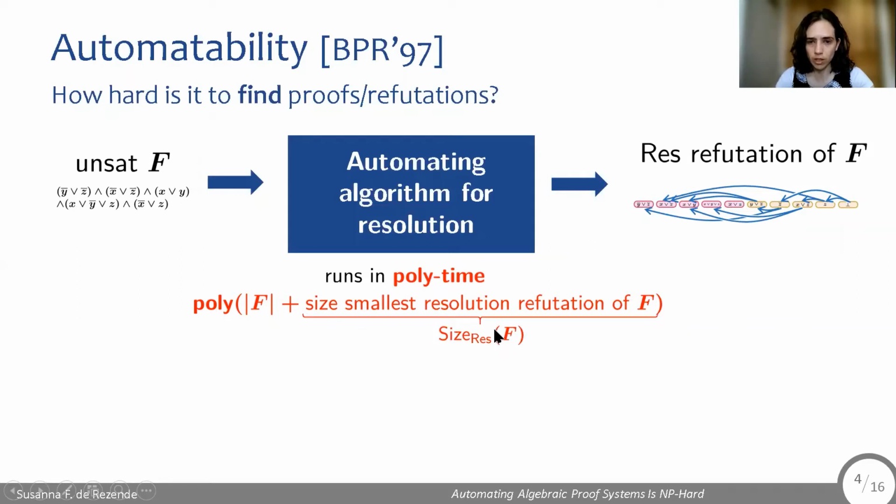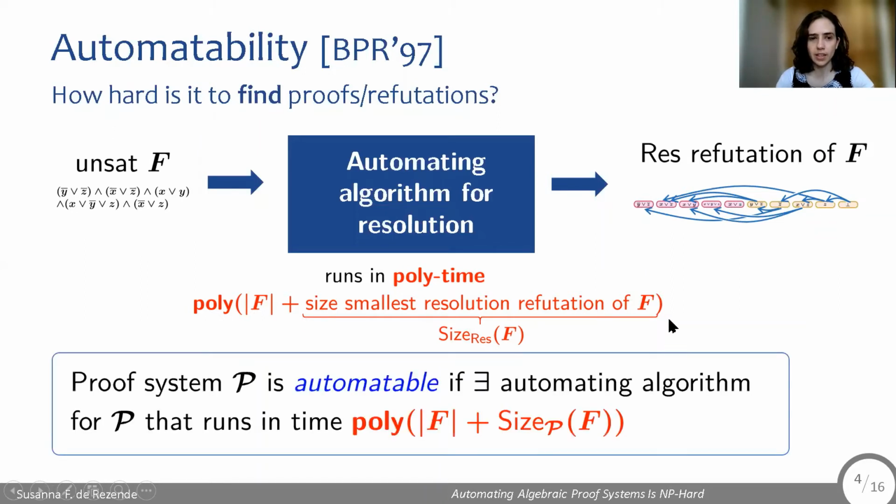I'll use the notation size_Res(F) to denote the size of the smallest resolution refutation of F. In general, we say that a proof system P is automatable if there exists an automating algorithm for this proof system. That means that it outputs a proof, or a refutation, in this proof system, and that it runs in polynomial time in the size of the input plus the size of the smallest possible output.